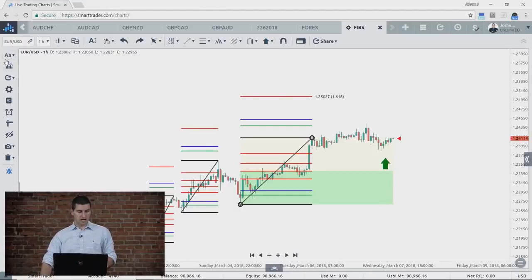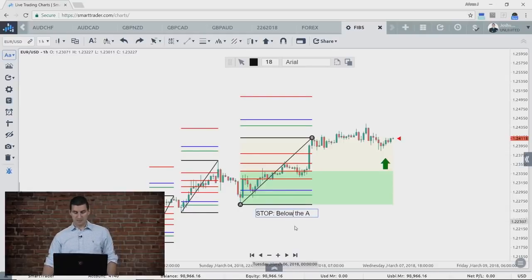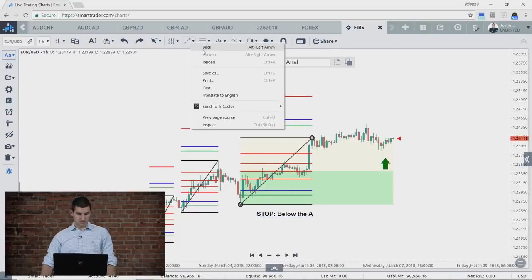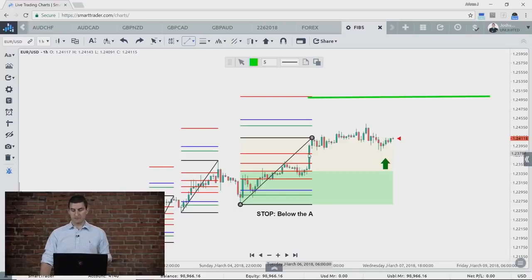I placed my stop below the A, so the stop will be below the A, and then I'm going to limit out at the Fibonacci extension, which is going to be the 1.618 extension, because my retracement is within the red levels, or I have this 2-3% retracement.